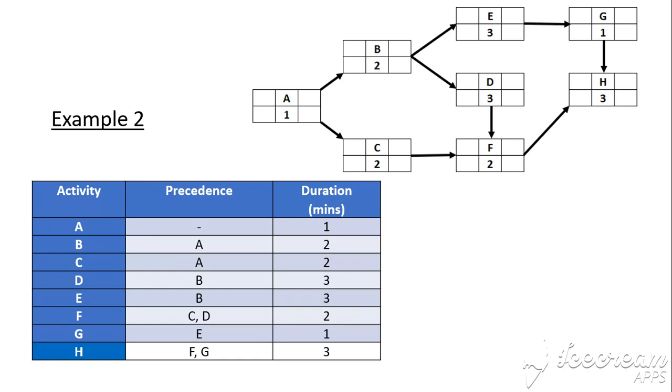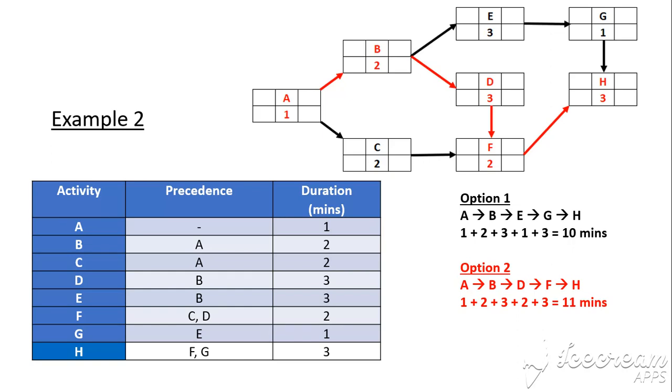Right, we're going to get from activity A to activity H in a number of ways. Here's our first way, A to B to E to G to H. And if I add up all the total duration times, I get 10 minutes. I could go from A to B to D to F to H, and I add up my total times to get 11 minutes. Or I could go from A to C to F to H, and my total duration adds up to 8 minutes.